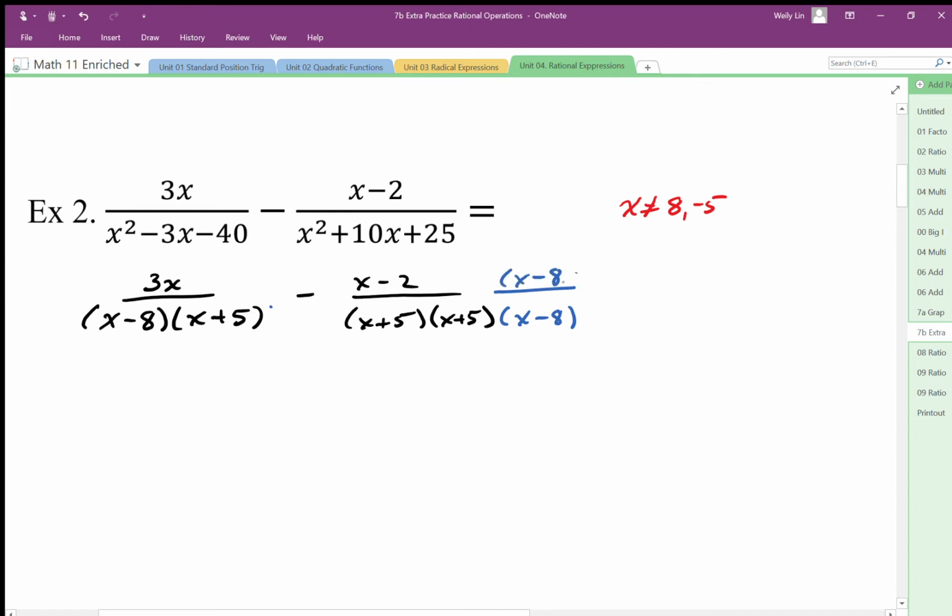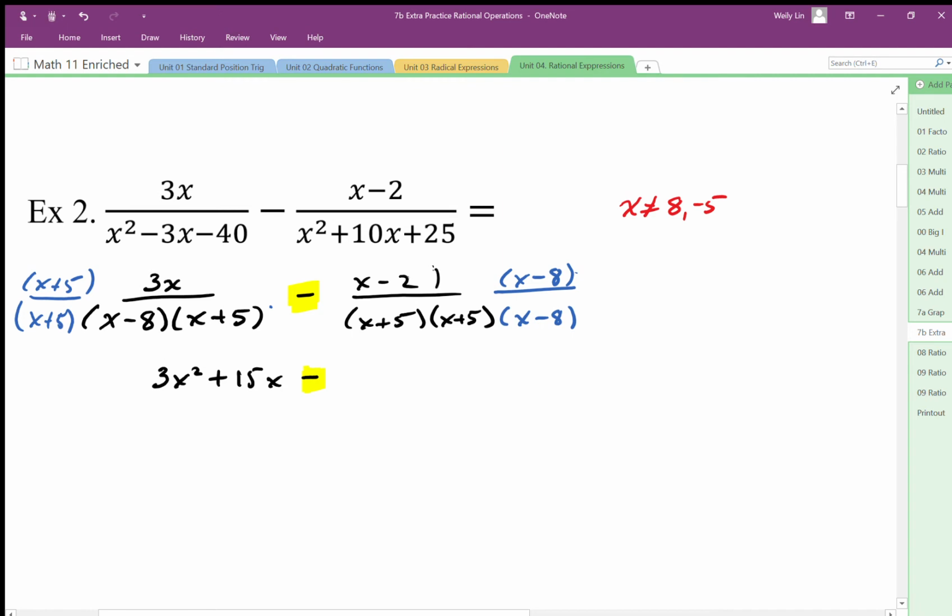We need to make sure we do the numerator as well. Here we're missing an extra factor of x plus 5 because there's 2 of them here. We need 2 here. So we have our x plus 5 up top as well. Multiplying through, we end up with 3x squared plus 15x minus, and be careful with that minus. I'm just going to highlight that minus because we need to make sure that everything after this minus is subtracted.